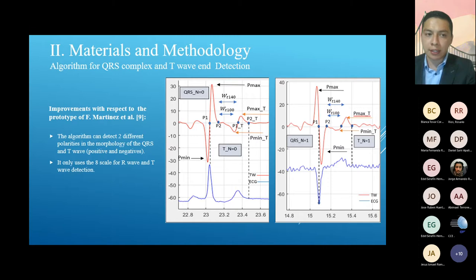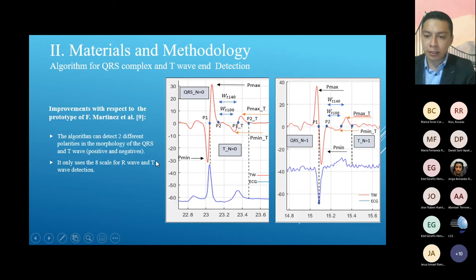The algorithm for detecting the QRS complex and the T wave. We have some improvements with respect to the prototype of Martinez. These improvements are that the algorithm can detect two different polarities in the morphology of the QRS complex, positive and negative, and also for the T wave. And it only used the scale 8 from the wavelet transform for the detection of the T wave. The use of wavelet transform generates positive and negative modulus maxima, whose position will depend on the polarity of the QRS complex, as we can see in these examples.